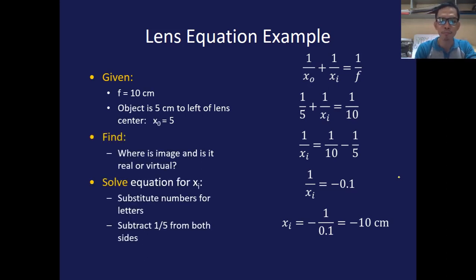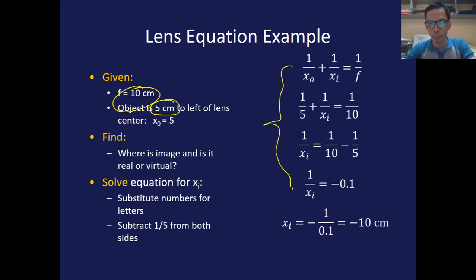This time, the focal length is 10 and the distance of the object is 5 from the lens. What do we have right here? We do again the arithmetic process. The answer that we got is negative 10 cm.